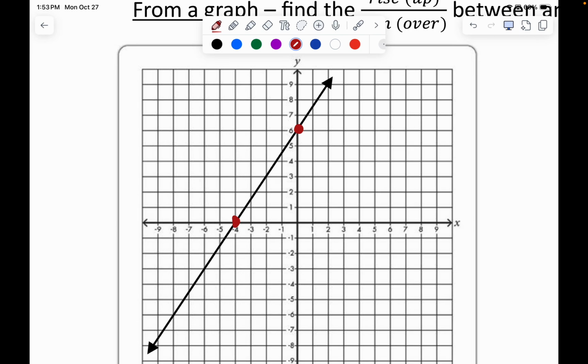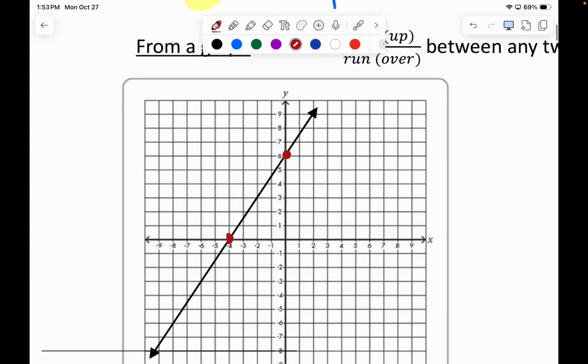And this is the nice thing about slope. You can literally pick any 2 dots that you want, and it should work. And now we're going to use rise over run. Always go from the lower point to the upper point. So I'm going to go from this lower point and go up and then over. That's rise over run. Up and over.